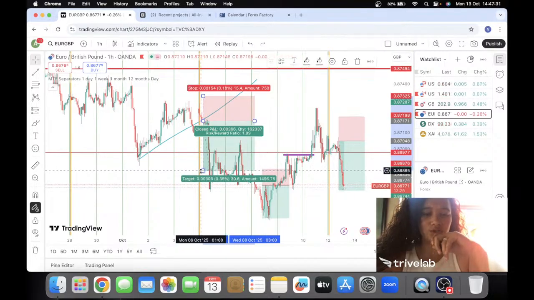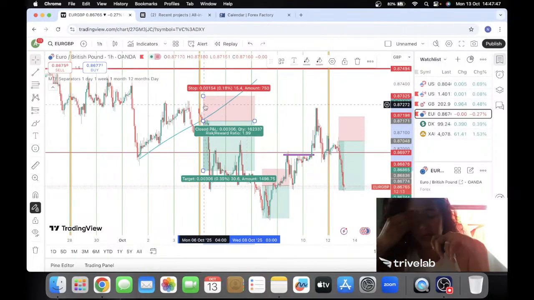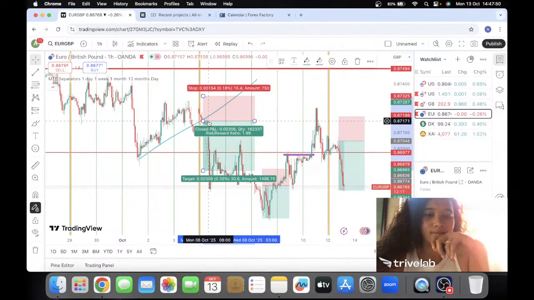It's a nice 1 to 2. What time was this? 7. It's a little bit risky because it's not in my window. I don't try to trade my window before or after. Just by the looks of this, I definitely obviously didn't take it. So yeah, let's move on. Let's not even think about it.